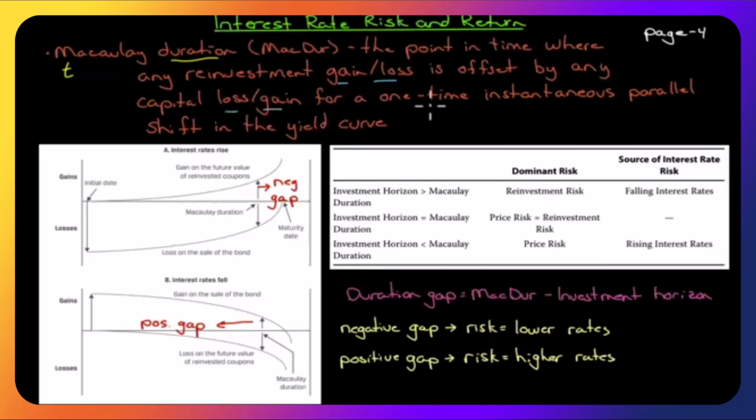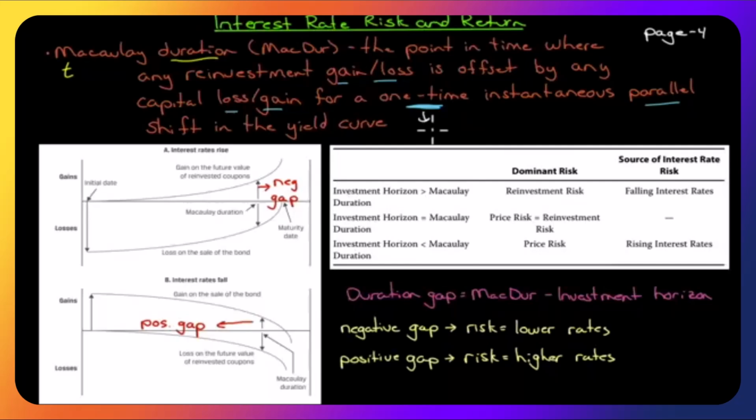All right. Macaulay duration is the point in time where any reinvestment gain or loss is offset by any capital loss or gain from a one-time, and I'll explain this more, one-time instantaneous parallel shift in the yield curve. A couple of things to point out here. A one-time change. Why a one-time change? If we have a bond, its Macaulay duration will be a function of its observable characteristics, its coupon, the market yield, and the price you pay. And if you change the price, you will change the Macaulay duration. So if you have a one-time instantaneous shift in the yield curve, you will get a new price. That bond will then have a new Macaulay duration.